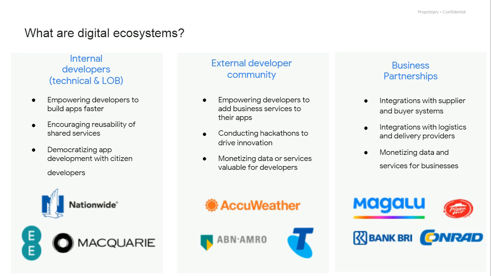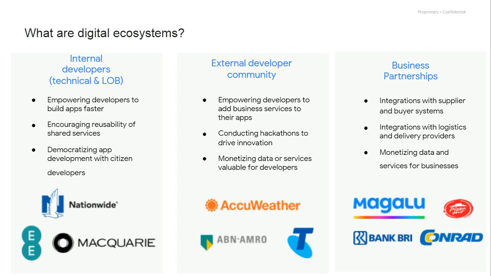The third important pillar is business partnerships. This could be about integrating your business with suppliers and buyers outside the organization, or integrating with logistics partners or delivery providers. And even in this case, sometimes the data or services that you expose outside of your organization become so important that you can even monetize those services to a great extent. So these are the three key pillars of digital ecosystems.